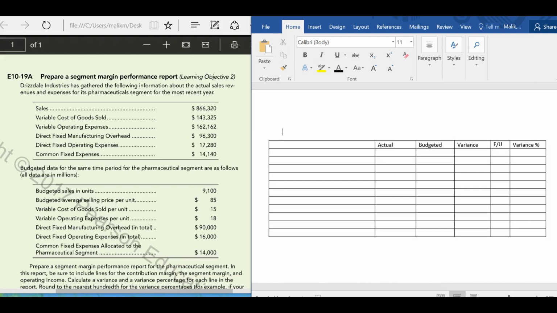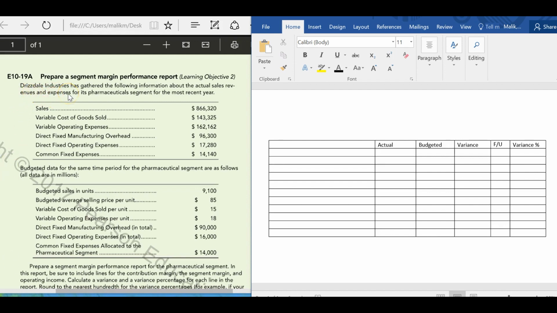We will practice one problem from chapter 10, and that problem is performance evaluation, where we will prepare a segment margin performance report. That means we are preparing this performance evaluation for a specific segment of the company. So let's read the problem, and it's problem E1019A.